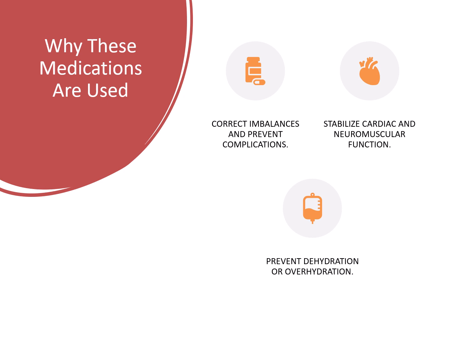Why are these medications used? Well, we use them to help correct our imbalances and prevent complications. We want to make sure we have stable cardiac and neuromuscular function. And then we also need to make sure that we're watching for dehydration, but we have to be careful because we can accidentally overhydrate. So we can cause fluid volume overload.